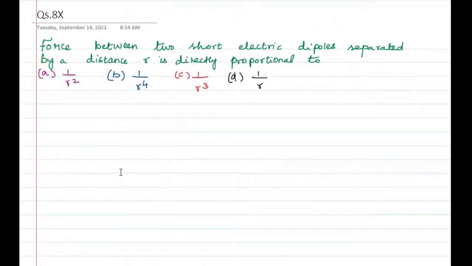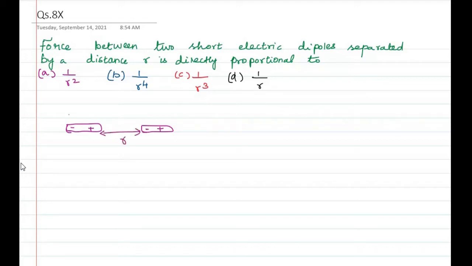Okay, now next question is, force between two short electric dipoles separated by a distance r is directly proportional to 1 by r square, 1 by r4, 1 by r cube, 1 by r. Okay, so force between two short electric dipoles. We have two dipoles. Let this be one dipole, I have minus charge and plus charge, and this is another dipole. Both are separated by a distance of r.